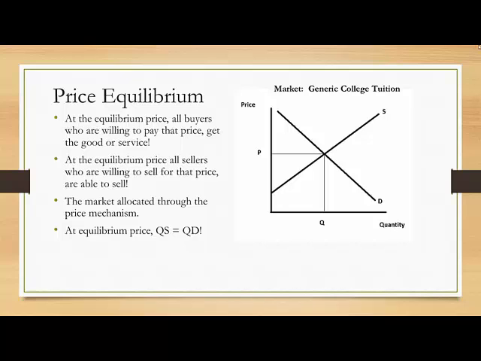Equilibrium price is sometimes called the market clearing price because the market is cleared of a product at that price. Everyone who is willing and able to pay for the product gets the product. That is, quantity supplied equals quantity demanded. All sellers willing to sell at that price are able to sell. The product has been efficiently allocated, that is, provided to those who most desire it. Price rationed the product by ensuring that those who were willing and able got their product.